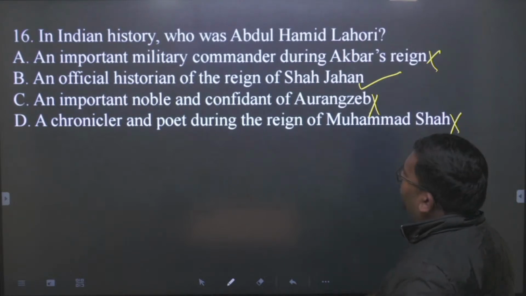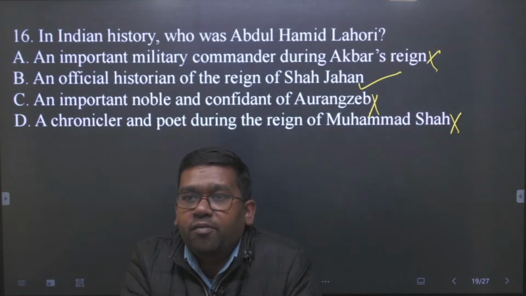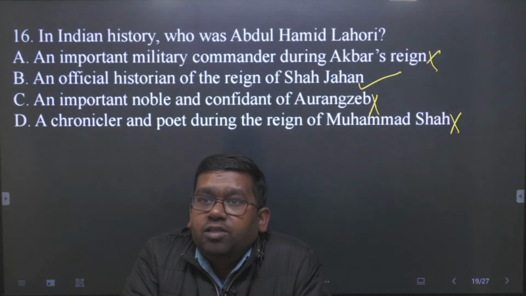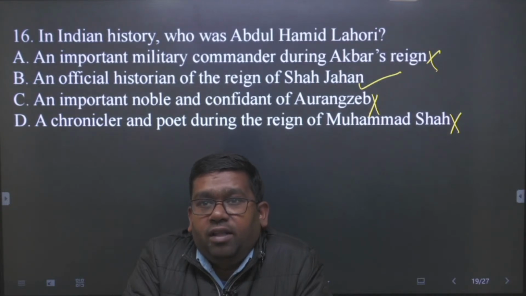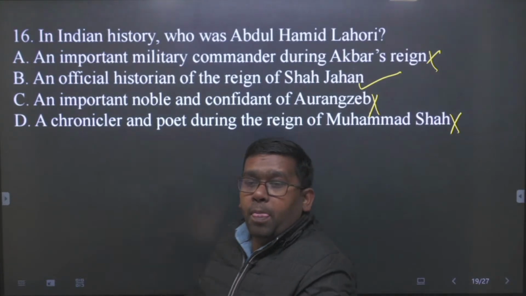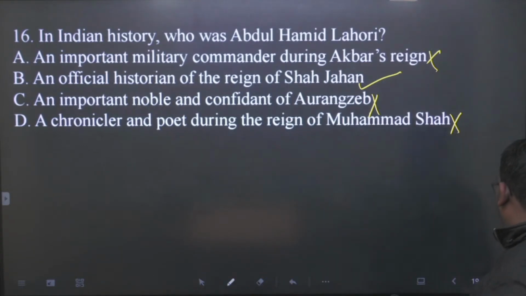False. Do you know this Abdul Hamid Lahori has also written the biography of Shah Jahan, and apart from writing the biography of Shah Jahan, he is also well known as the architect of the Taj Mahal. So the main engineer and architect of the Taj Mahal was Abdul Hamid Lahori. Okay, this is the same person. So this is the way we know about this history. So the answer will be B.